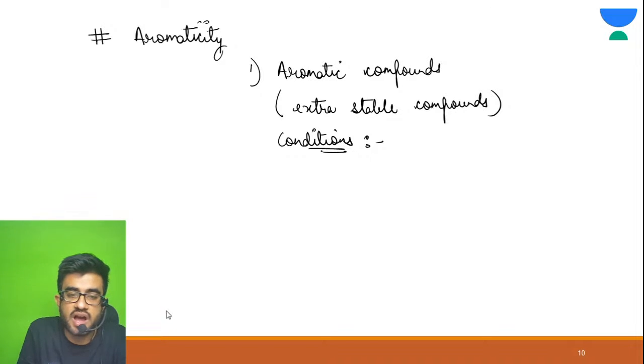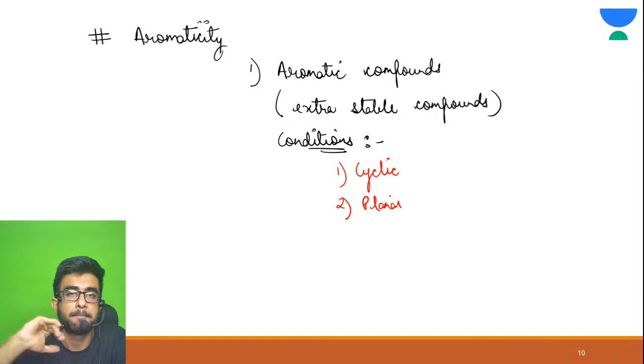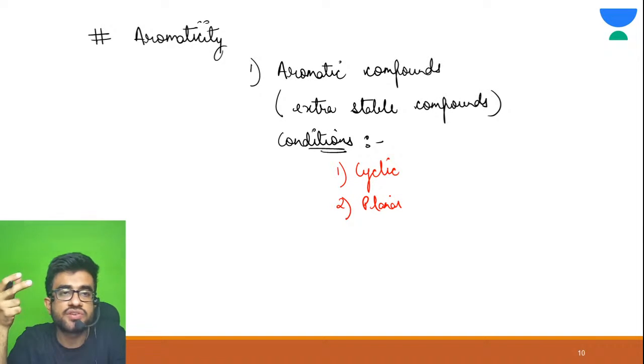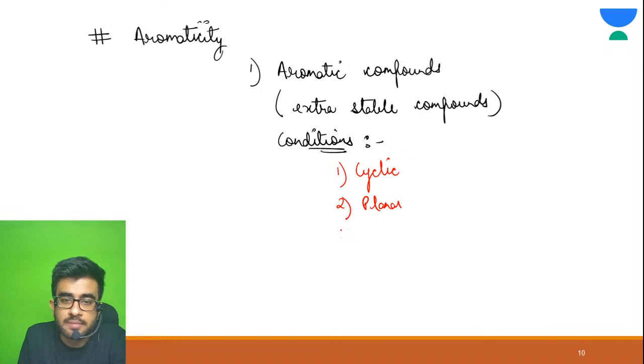So the conditions are: the first condition is it should be cyclic. The second condition is it should be planar, the structure should be in one plane. For planar, the hybridization should be sp or sp2. Whenever the hybridization is sp3, we say it is out of plane. Getting my point? Third is conjugated.